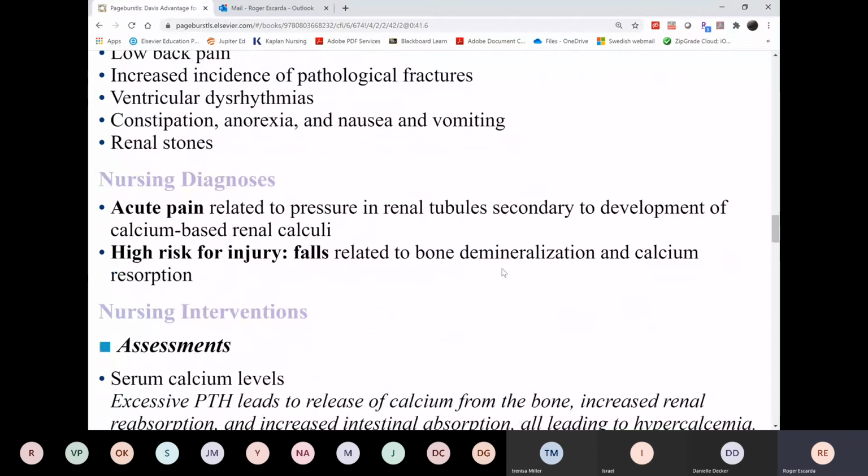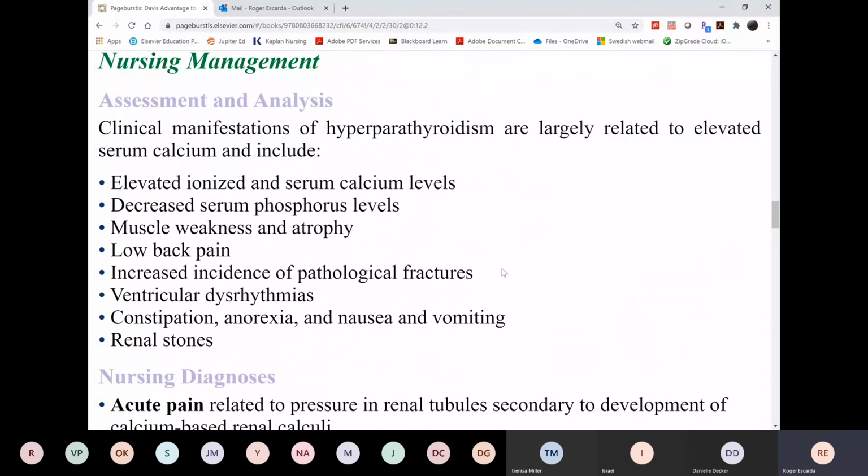So in relation here, even though it's not listed in your textbook explicitly, you know that there is bone demineralization, right? So therefore, what will be one of your interventions here for safety? For falls, okay, because of osteoporosis, right. What about your activity? Because the patient has muscle weakness and atrophy, will you put them on bed rest? Yes, because they can fall.